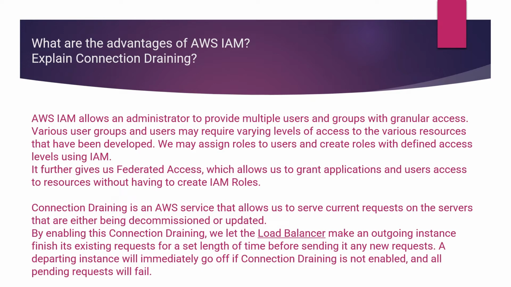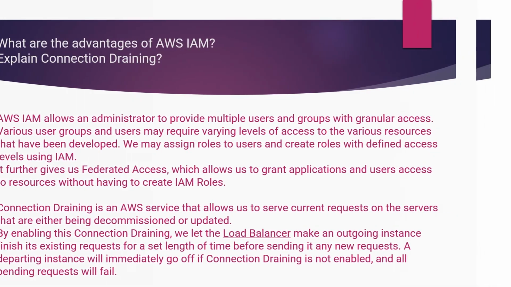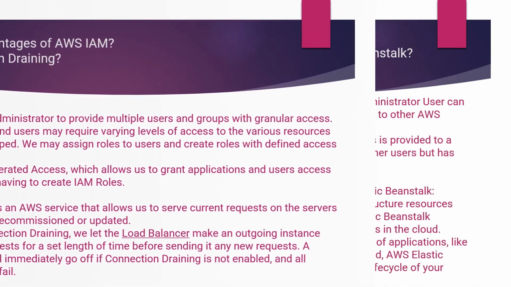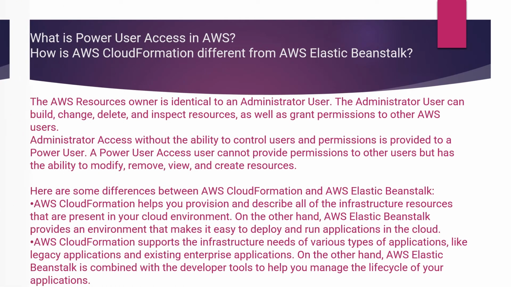AWS IAM allows an administrator to provide multiple users and groups with granular access. Various user groups and users may require varying levels of access to the various resources that have been developed. We may assign roles to users and create roles with defined access levels using IAM. It further gives us federated access, which allows us to grant applications and users access to resources without having to create IAM roles.